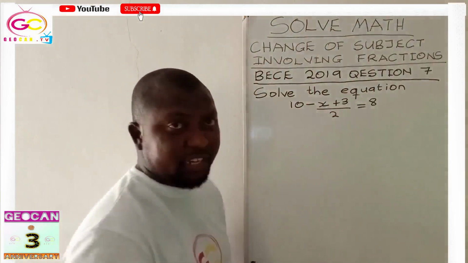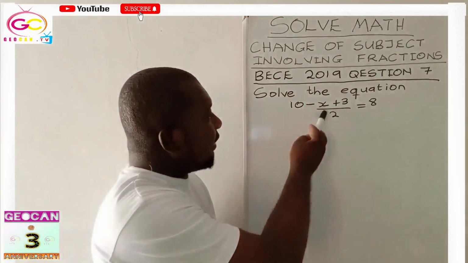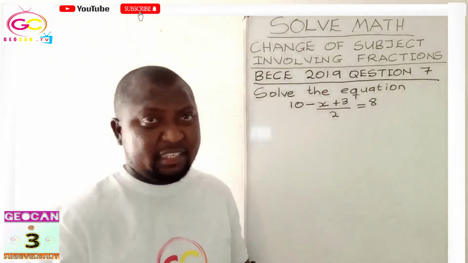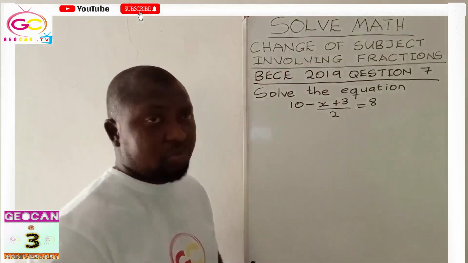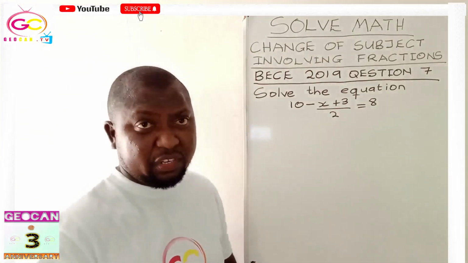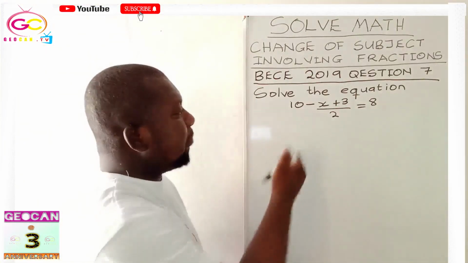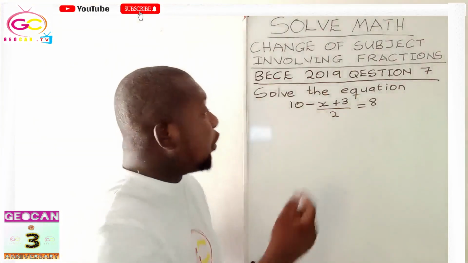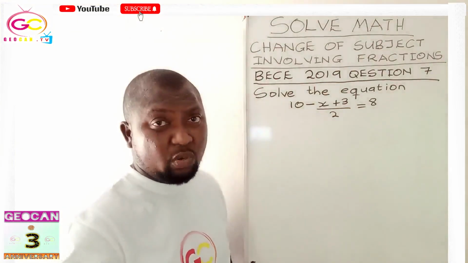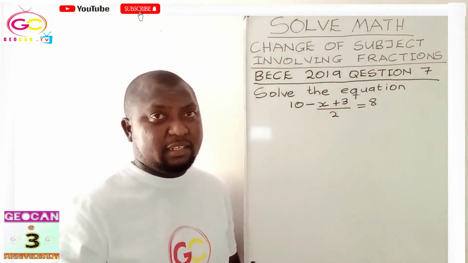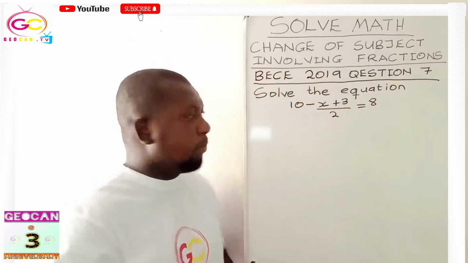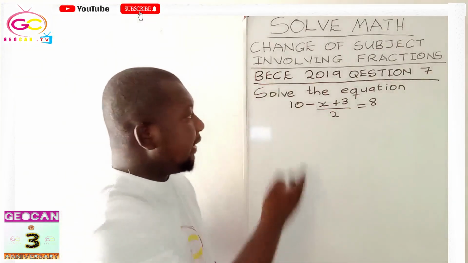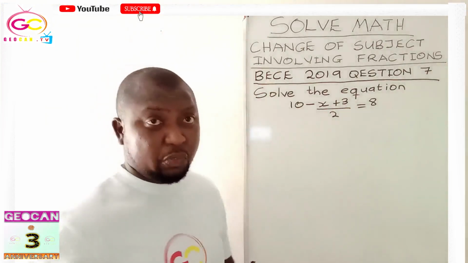Solve the equation 10 minus (x plus 3) all over 2 is equal to 8. Yes, we are supposed to solve that particular equation. What does it mean? What it simply means is that we have a variable here, right? Meaning we should make that particular variable the subject. That is what it means by solve this equation. So in a nutshell, we are making x the subject in this particular equation.